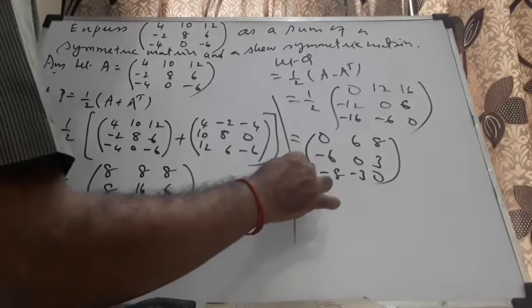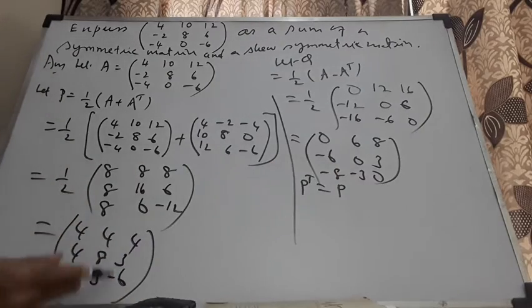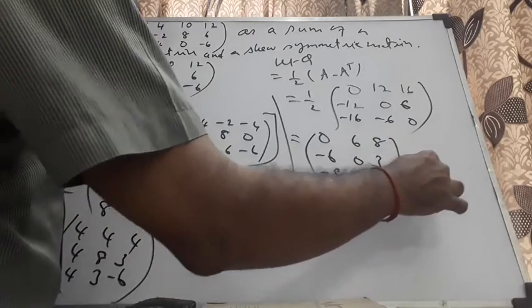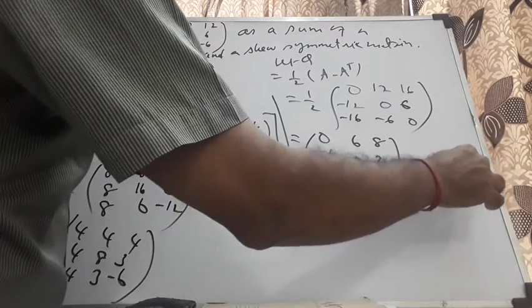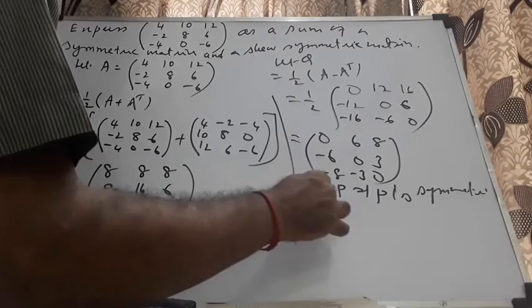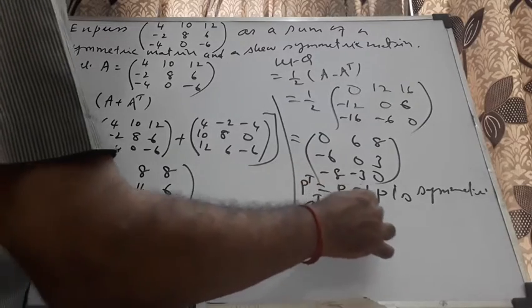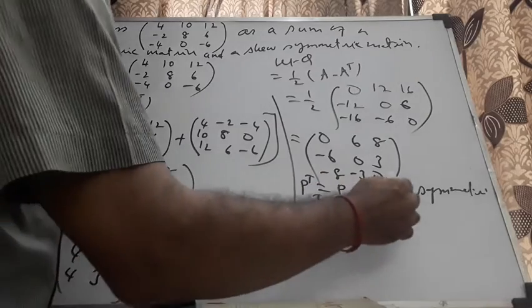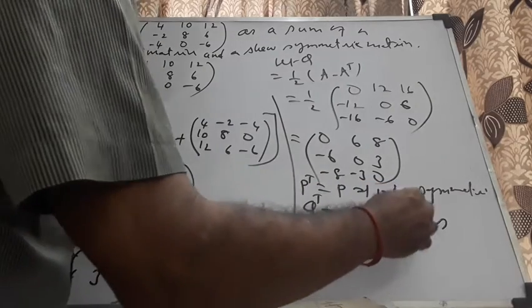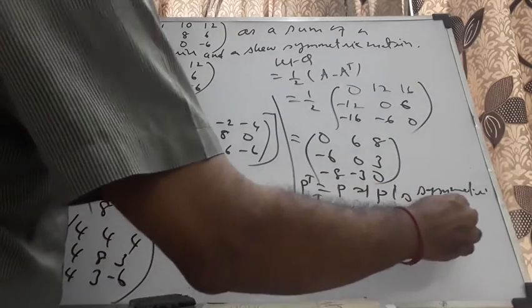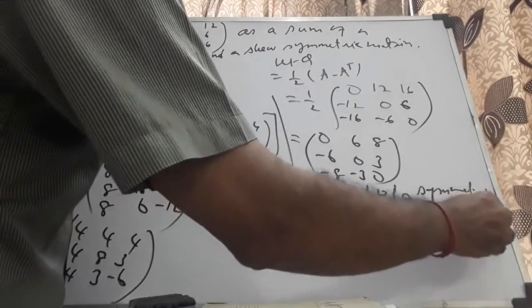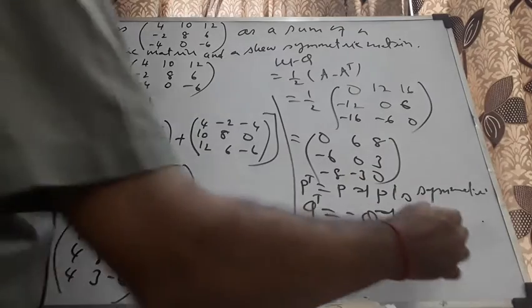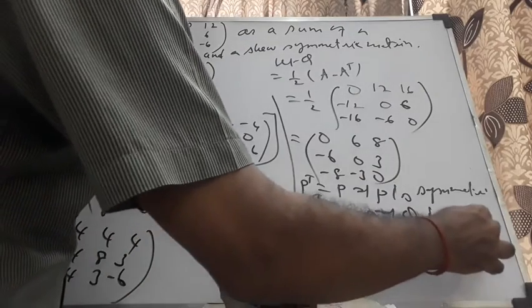Here we see P transpose equals P. You can check. Transpose the same as P implies P is symmetric. And Q transpose, you can check, is nothing but minus Q. Q transpose equals minus Q implies Q is skew symmetric.